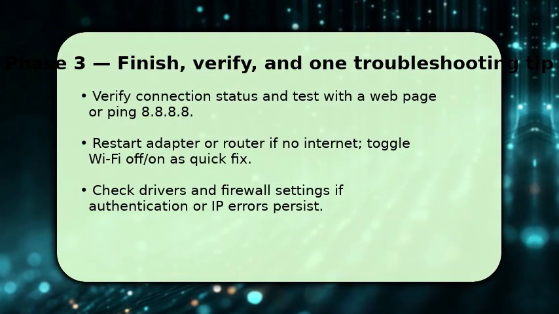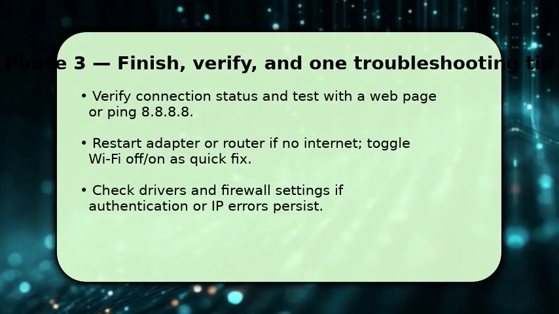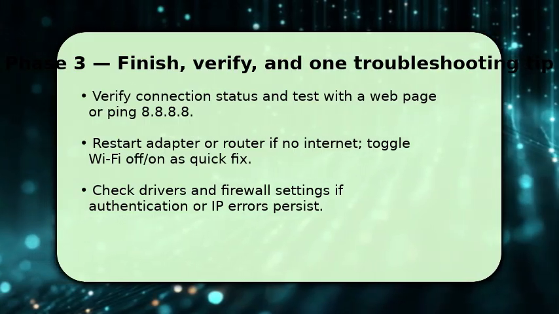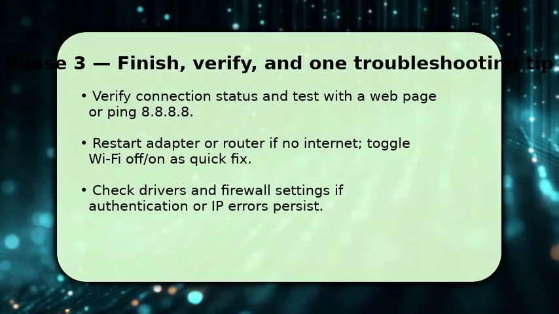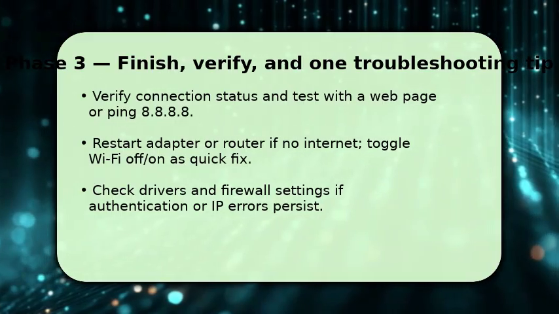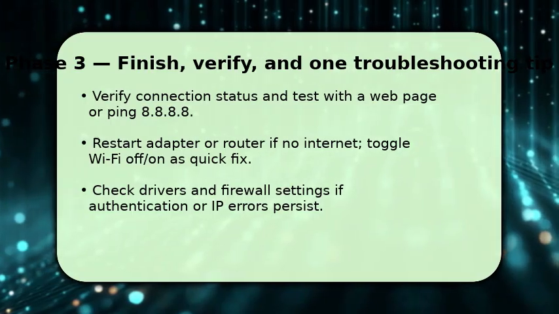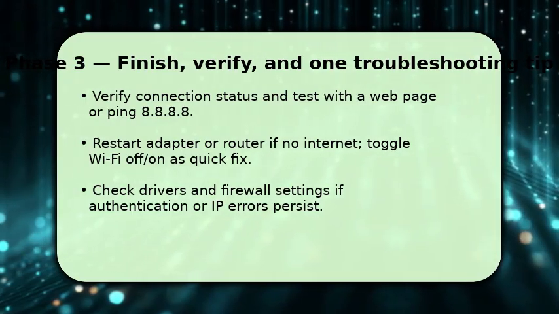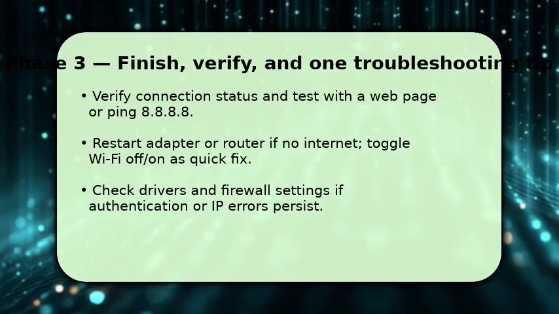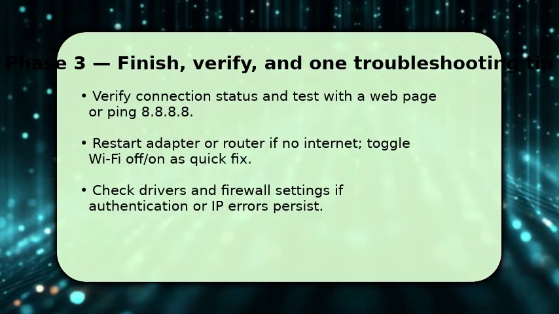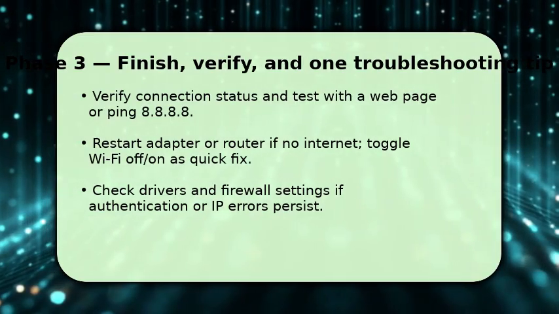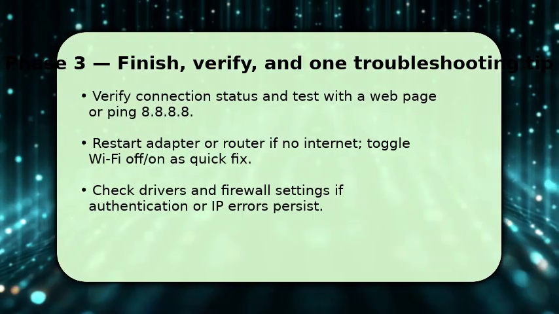If there is no internet, restart the Wi-Fi adapter, and if needed, reboot the router. Simple resets often resolve DHCP or routing hiccups. Make sure wireless drivers are up to date, and verify firewall or VPN settings aren't blocking access. If problems continue, remove the network profile and reconnect, because a fresh handshake can clear persistent authentication errors.